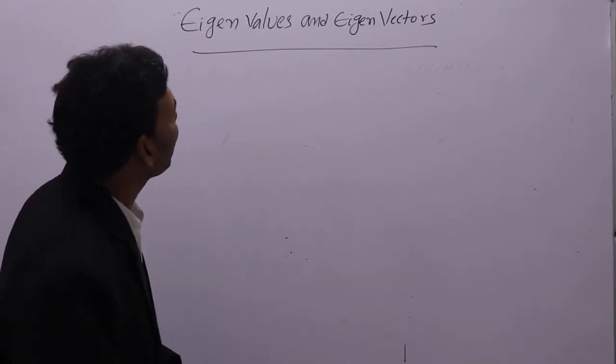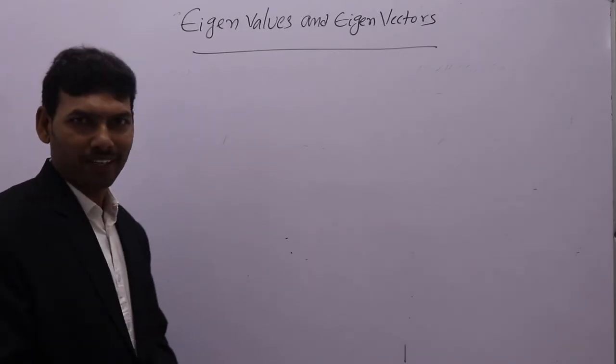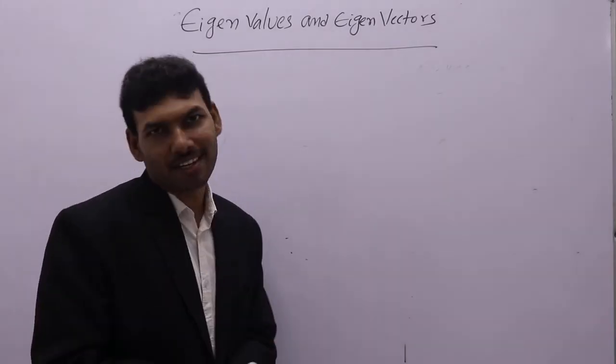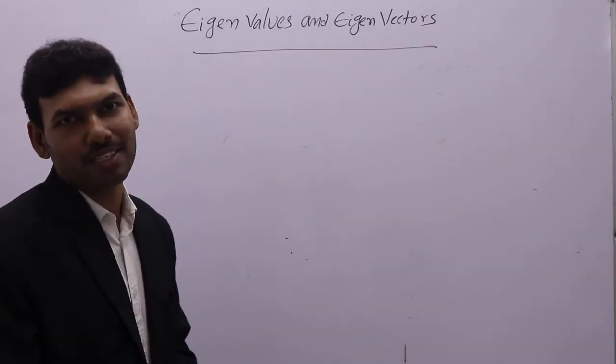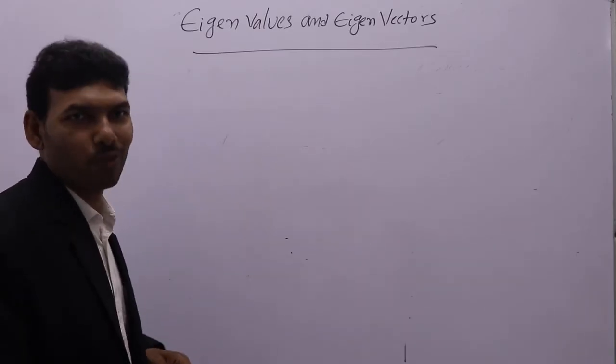So the next topic in matrices, a very important topic, is eigenvalues and eigenvectors. As we discussed earlier, a vector in matrix terms is simply a column matrix. So which type of column matrix will we call an eigenvector? We will discuss that.